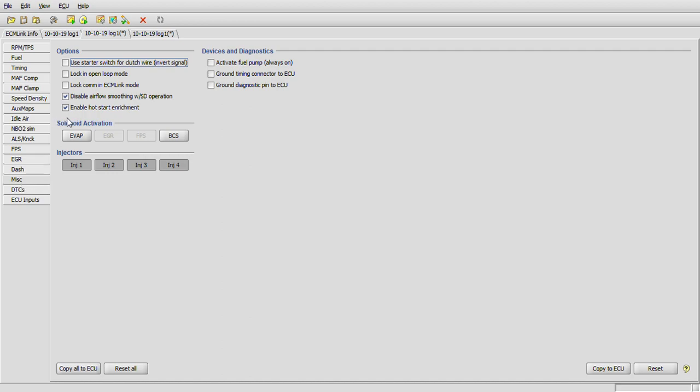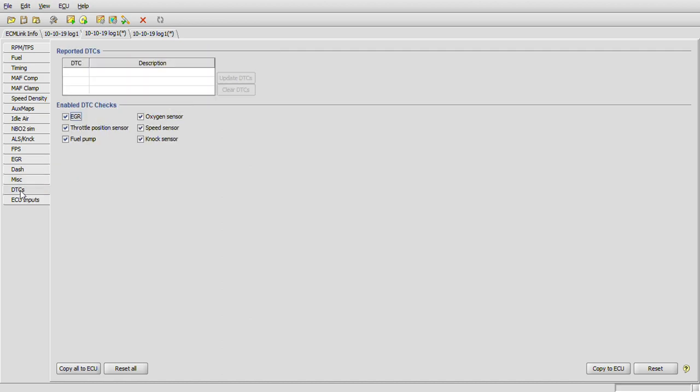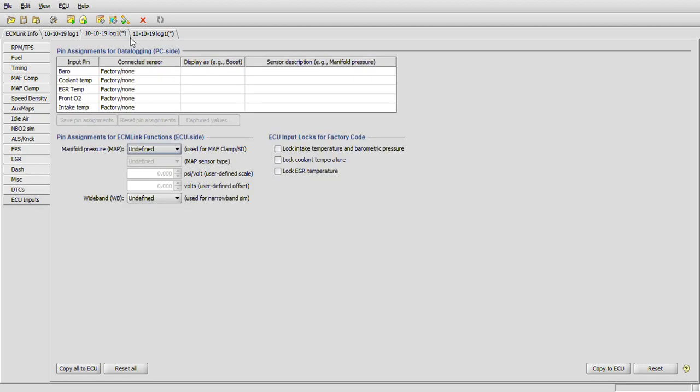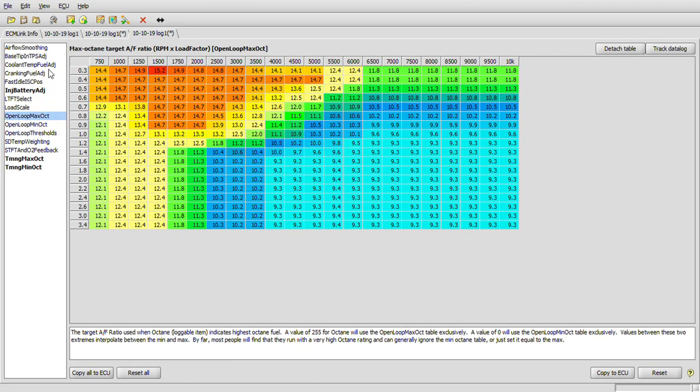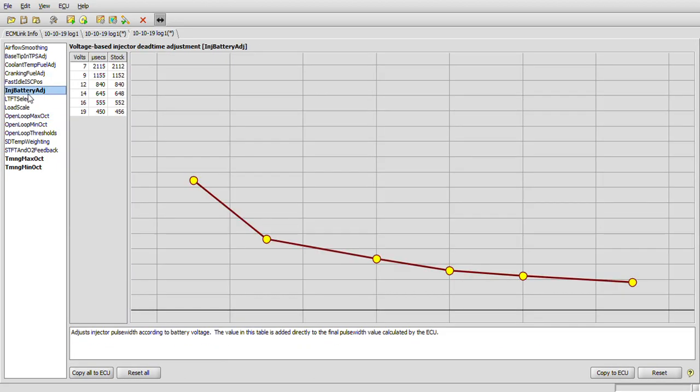Miscellaneous, I don't know why we have enable hot start enrichment. I'd probably uncheck this one. DTCs, this one's okay. And then the ECU inputs, which we covered previously, all of these are stock. Nothing's been changed here. So, going over to direct access, injector battery adjust. This one's been adjusted, I don't know why. Very minute adjustments have been made. Looking at stock values over here to the right, and what we have here as the adjusted values.